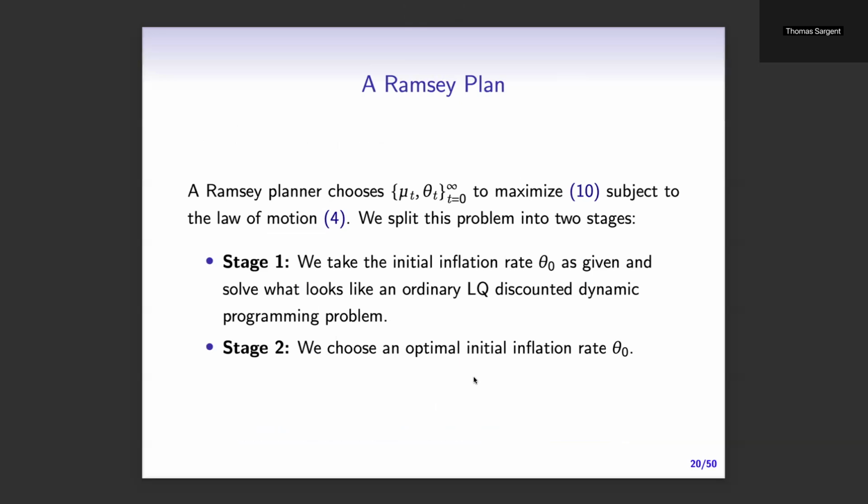So we're all equipped to quickly go over a Ramsey plan. The Ramsey planner chooses what we had, subject to the law of motion. Again, I split that into two stages. In stage one, we take the initial inflation rate as given. That's the key thing. It's given. And we solve what looks like an ordinary linear quadratic discounted dynamic programming problem. And then in stage two, we choose an optimal initial rate of inflation. That's what I sketched before.